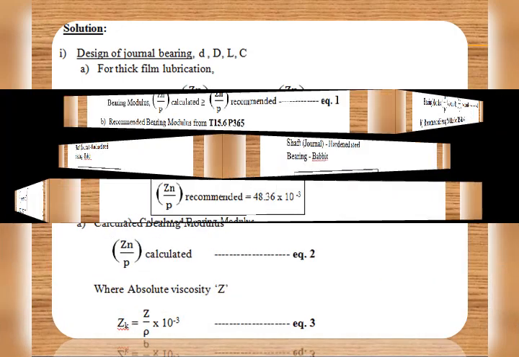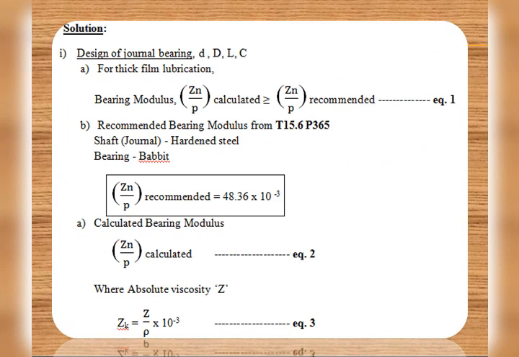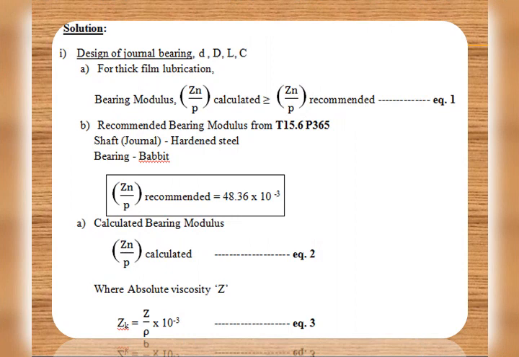Now we must move on to evaluate ZN by P calculated, that is the bearing modulus calculated, that we need to find. Consider ZN by P calculated as equation number 2. To evaluate this ZN by P, the value of N we know, the value of P is unknown, Z is unknown. Getting P is the aim of this problem. So now we must get the value of absolute viscosity Z.